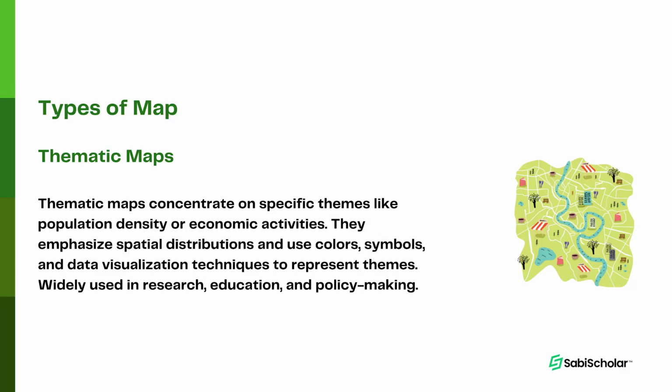Next map we're going to look at is the thematic map. Thematic maps are specialized maps that focus on a particular theme or subject, such as population density, climate patterns, economic activities, or vegetation types. Unlike general reference maps, which provide a broad overview of an area, the thematic map emphasizes spatial distribution and patterns.